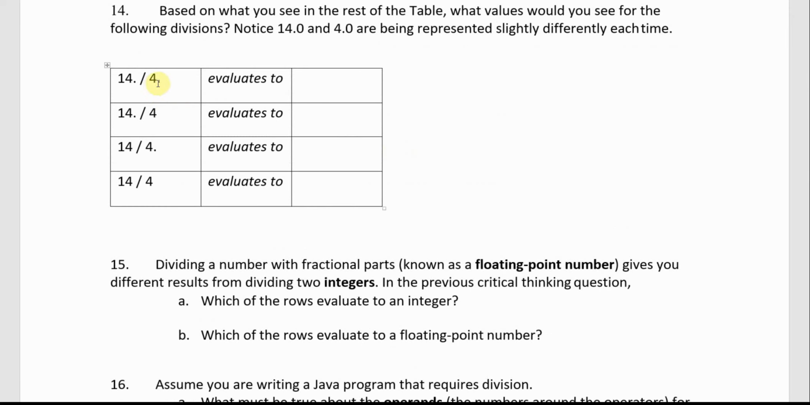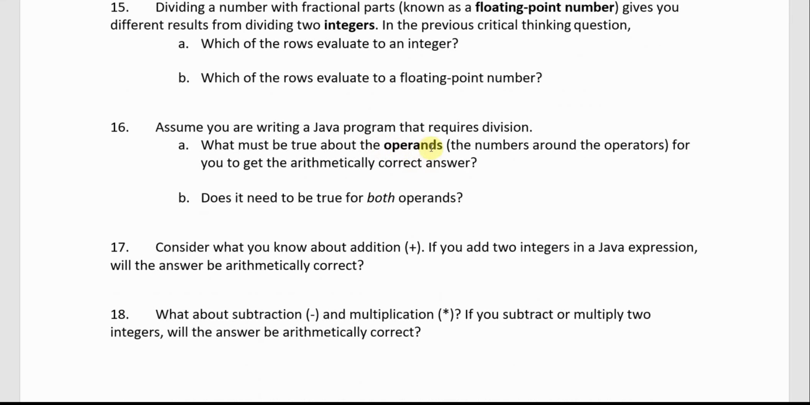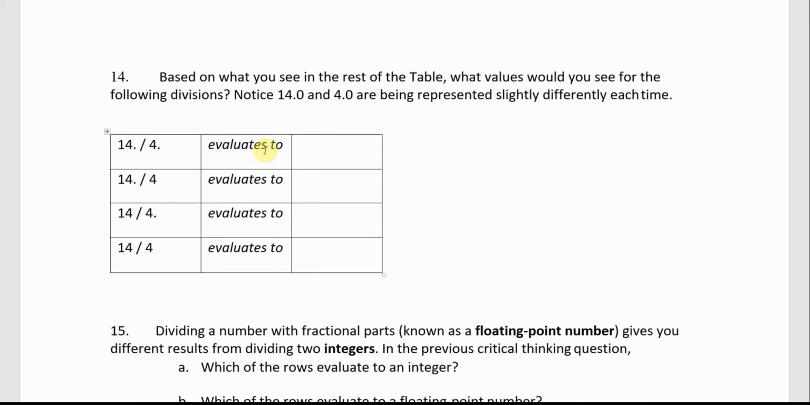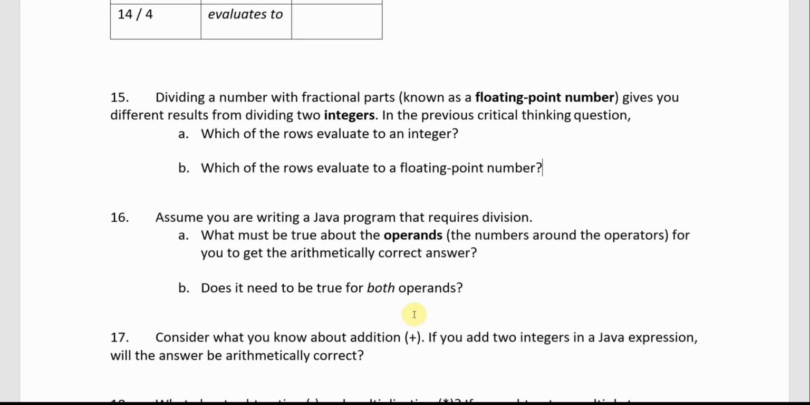When a number has the decimal point, it's referred to as a floating point number, as opposed to numbers that do not have a decimal point, which are indicated as integers. These are the 2 groups, integers and floating point. Operands are the numbers in the expression. So the operands in this last line of the table in 14 are 14 and 4. That's what an operand is.